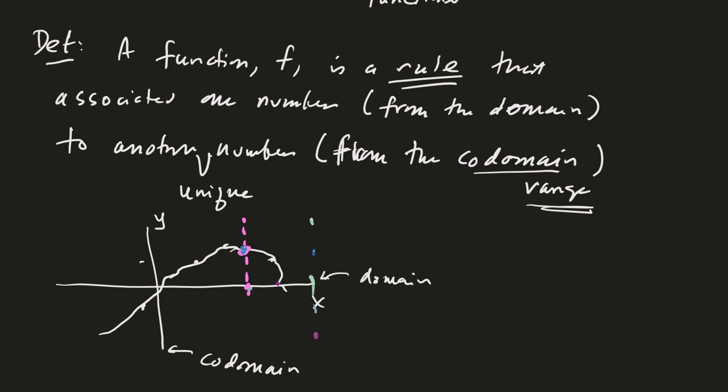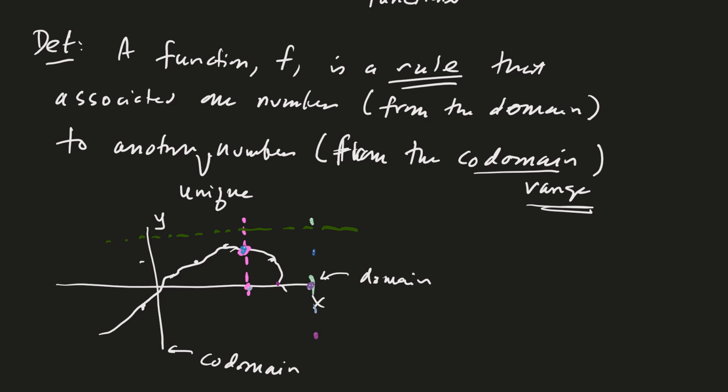In that case we would say that this point of x is not in the domain. And in fact, if this is my entire curve, you can see here that this value of y is not in the range, or sorry, not in the codomain. Sorry, let me say that again.